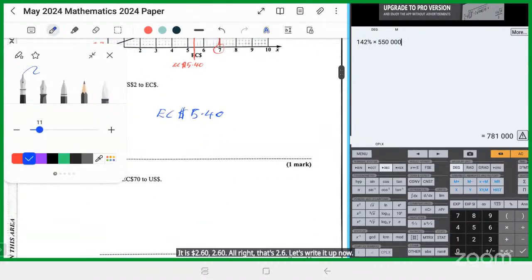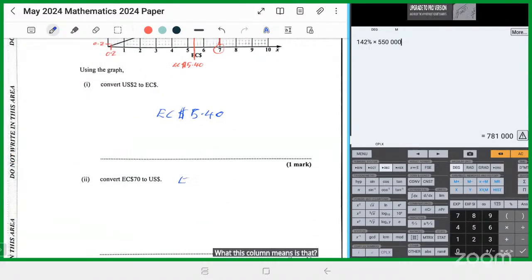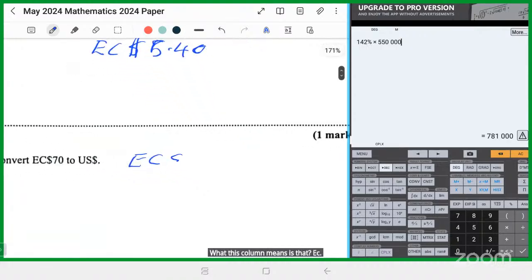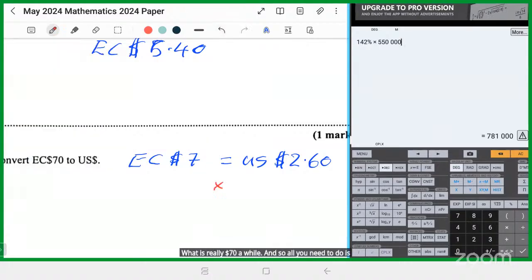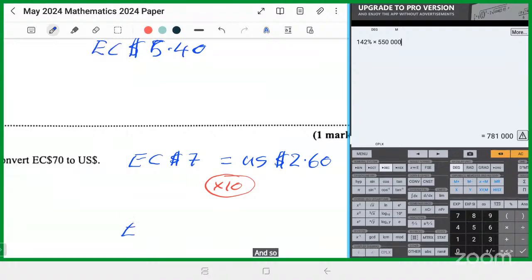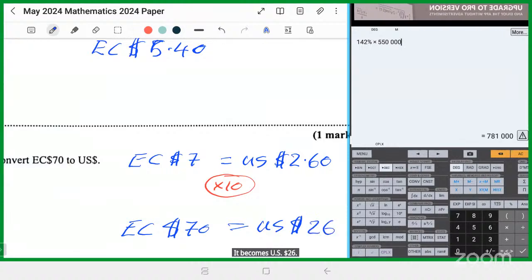What this basically means is that EC $7 is equal to US $2.60. But it's really $70 you want. And so all you need to do is multiply this relationship by 10. And so this becomes your EC $70 that you want to know. Multiply this by 10, it becomes US $26. So $26 is the answer.